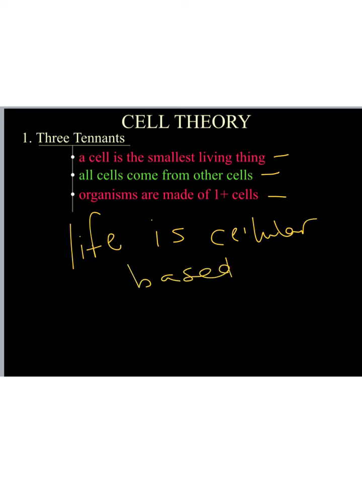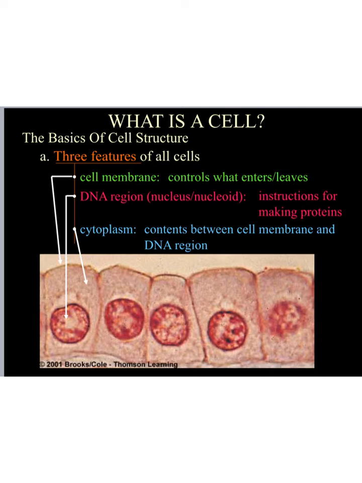So here, for us at least, we can say that life is cellular based, meaning that every living thing is made of cells. All right, there are three important features of cells that we need to talk about, and these are features of all cells. So it doesn't matter if they're prokaryotes, eukaryotes, plant cells, animal cells, doesn't matter what kind of cell it is, every single cell that we know of has these three features.